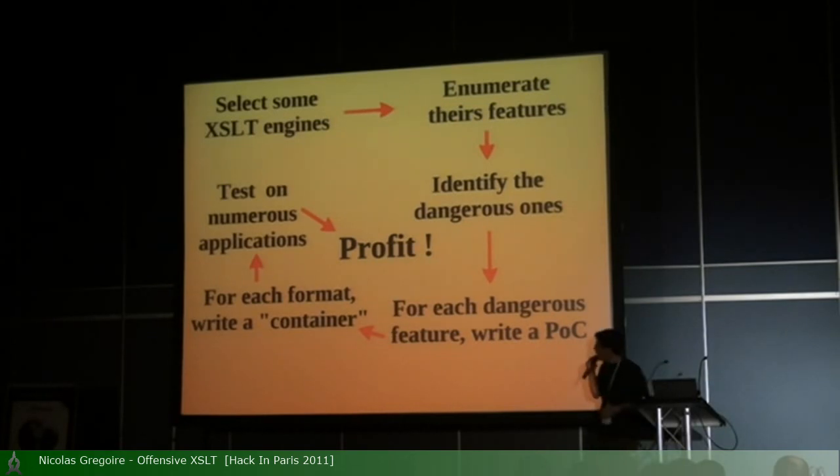reproducibility. We will need a way to trigger XSLT, so we need containers. So, for example, XML with processing instruction, or SVG, or more. And then we just need to run some application using our container, which includes our proof of concept. And in most cases, we gain vulnerabilities and then profit.